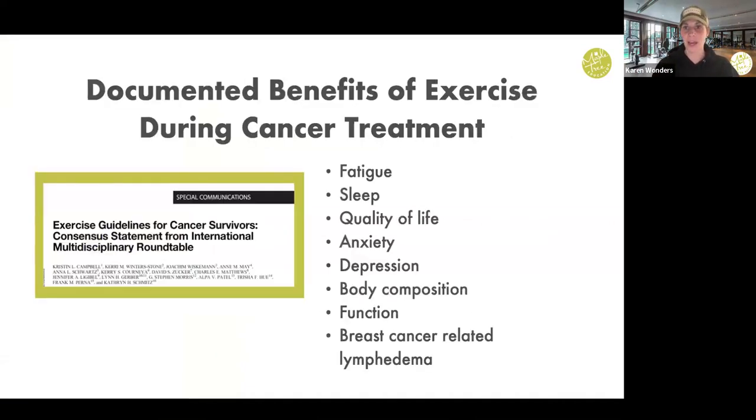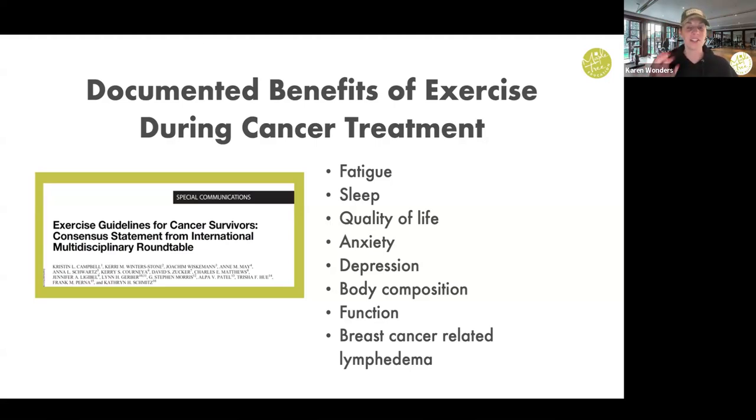These are the documented benefits of exercise during cancer treatment. Now, this comes from a 2019 roundtable paper that was published by the American College of Sports Medicine. And what they did was they combed through all of the literature that existed at this time, and they looked to see, of all the existing literature, what is there strong enough evidence that we can say these are documented benefits of exercise during cancer treatment?